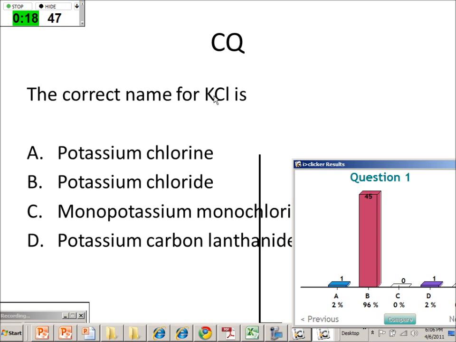So potassium is the metal. It's the thing that's in that first column in the periodic table. So it's potassium +1. And then the chloride is the negative thing. It's the anion. So it's going to be not called chlorine, but called chloride.